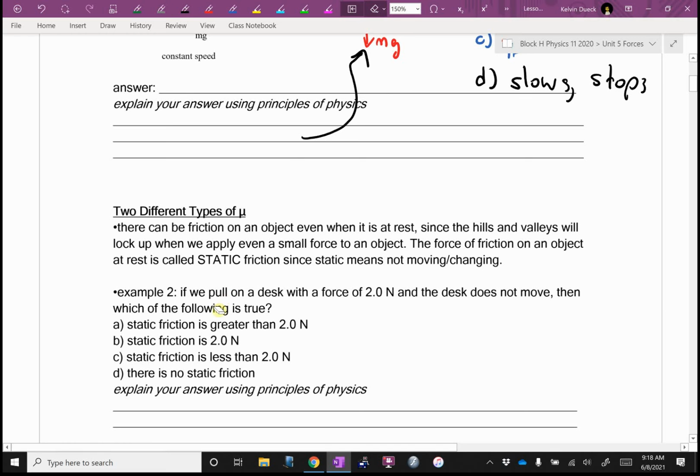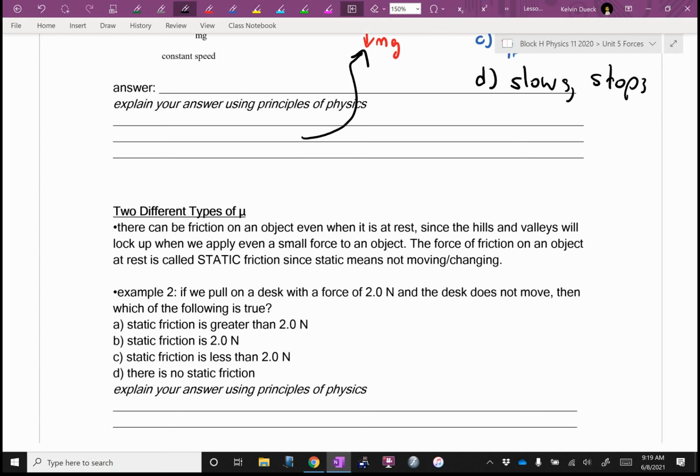It says this. Suppose we pull on a desk with a force of 2 newtons, and the desk does not move. Which of the following is true? So let me mime this. I'll use Sarah and Alex's desk. Suppose I pull with 2 newtons and the desk does not move. I'm pulling with about 2 newtons. The desk is not moving. Which of the following is true? A, static friction is bigger than 2 newtons. B, static friction is exactly 2 newtons. C, static friction is less than 2 newtons. Or D, there is no static friction.